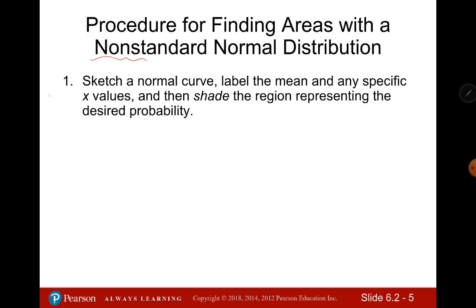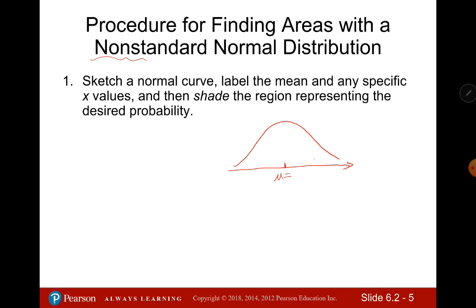So let's check the first step. First step, we need to sketch a normal curve. For example, we have a question. We draw a bell-shaped curve, and we know for any bell-shaped curve, for any normal distribution, the mu, the mean value, is always in the middle, right? In the middle, we can put mu is equal to some number. Then we label the specific x value.